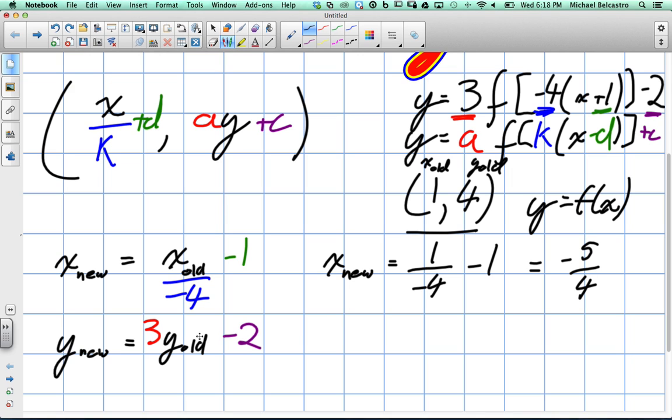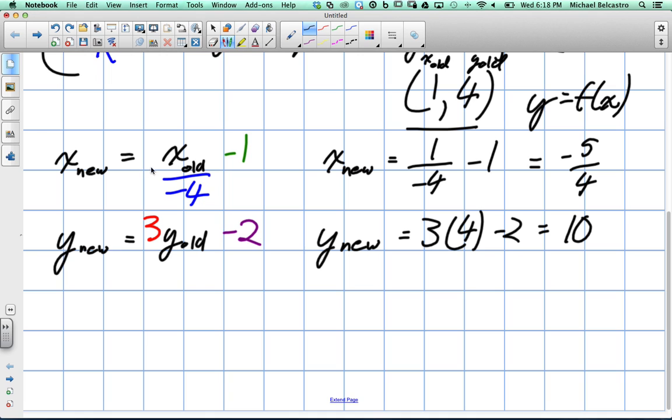And our other one, our new y, is equal to 3 times our old y, which was 4, minus 2, which becomes 12 minus 2, which is the value of 10. So a lot of times we write it like this so that it's already in our coordinate form. You could write it straight out like a formula the way I have here. It doesn't matter as long as you know how to turn it back into a coordinate, which would be -5 over 4 and 10, as our x new and our y new, our new coordinate once it's been transformed.